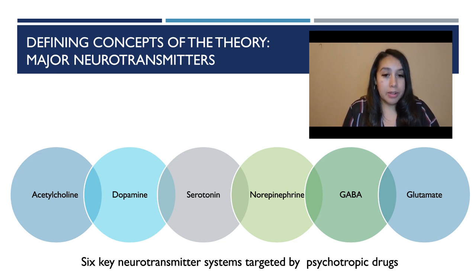Next, we have dopamine. This influences movement, learning, attention, and emotion. An oversupply is linked to schizophrenia, while an undersupply is linked to tremors and decreased mobility in those diagnosed with Parkinson's.